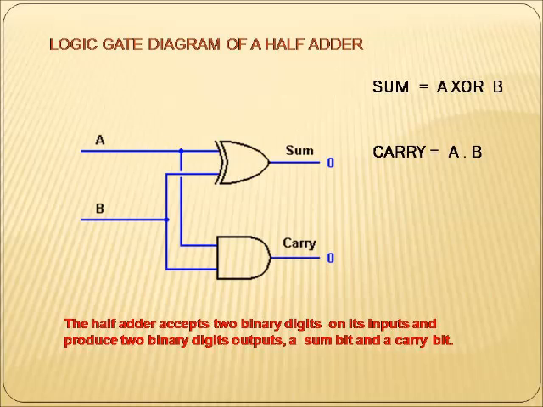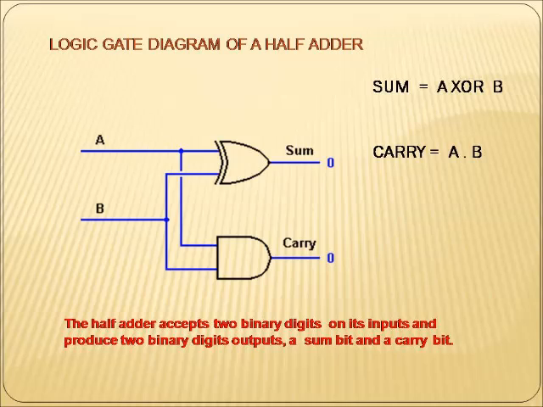Here we have the logic gate diagram of a half adder. If you consider the truth table of a half adder, you can see that the sum values are equal to the XOR values. Let me repeat again: the values in the sum column are equal to A XOR B. That is why I am representing sum as A XOR B. And the carry column values are equal to the values of A dot B.